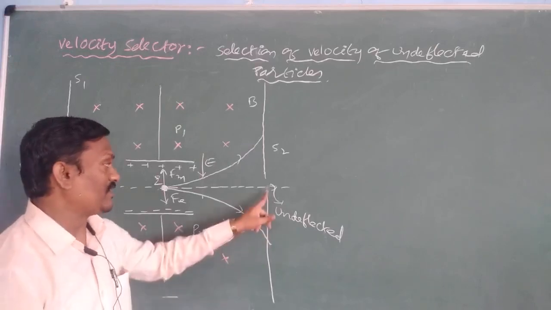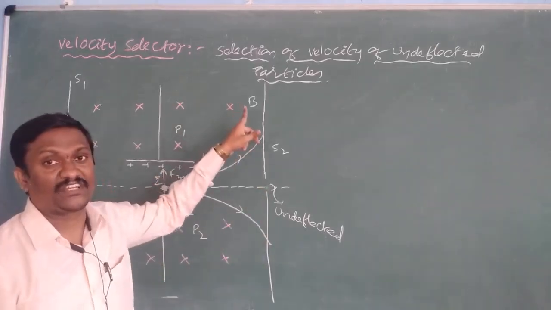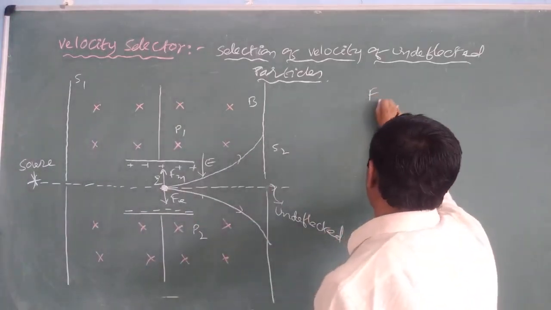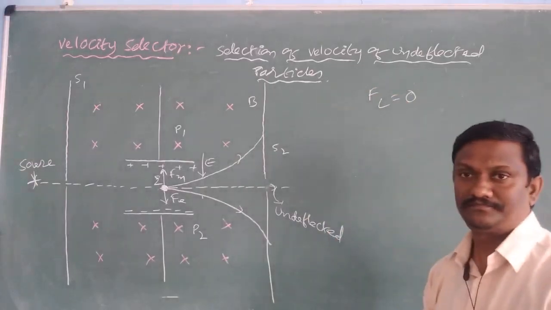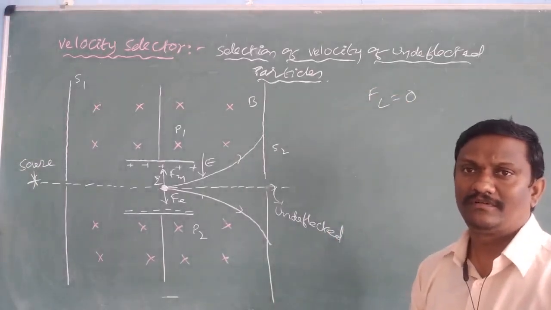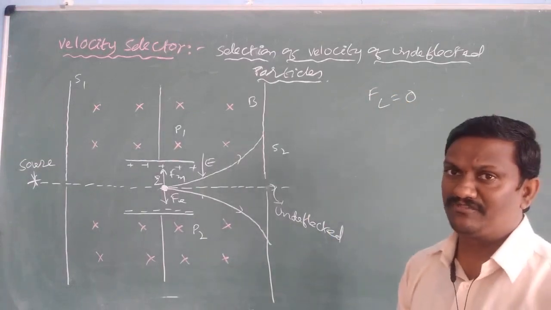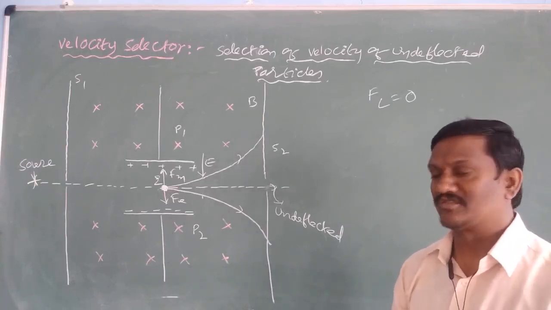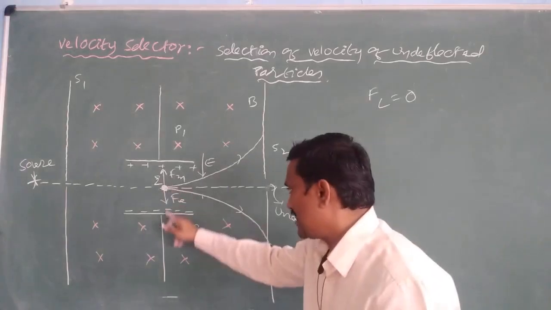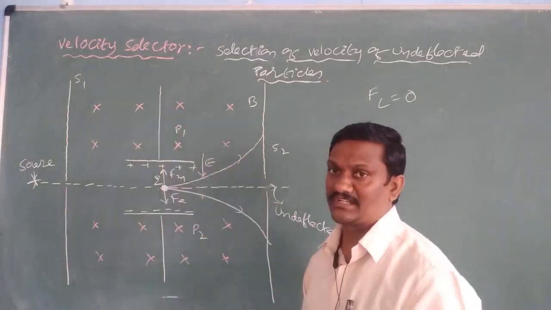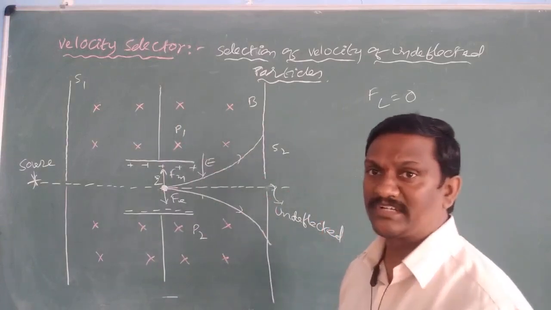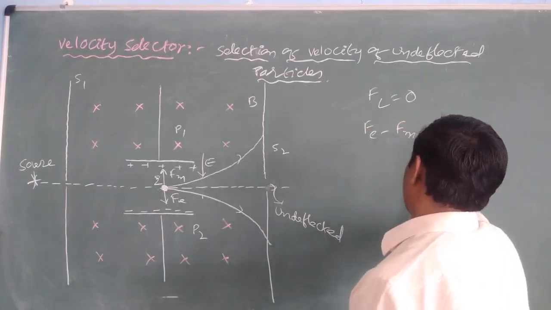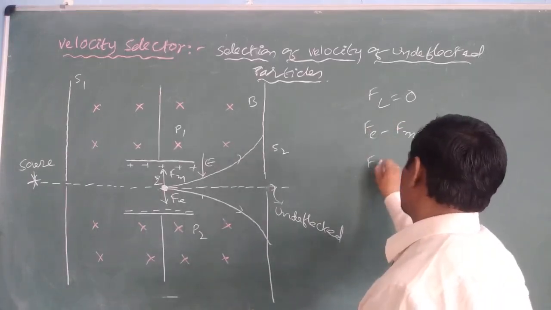So the selection of velocity of undeflected particles is called a velocity selector. In the case of undeflected particles, the net force, or Lorentz force, becomes zero. Undeflected means the net force is zero; the combination of electrical force and magnetic force is zero. But we know the Lorentz force means the vector sum of electrical force and magnetic force. The electrical force acts downward and the magnetic force acts upward. When two forces act in opposite directions, the Lorentz force is Fe minus Fm, so Fe is equal to Fm.